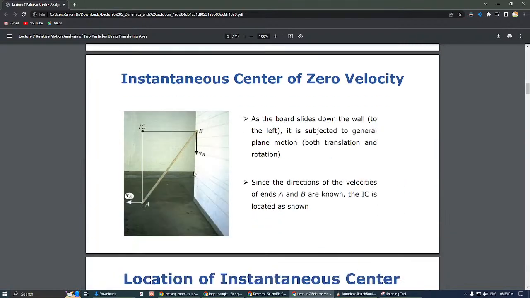Then if you have a ladder which is sliding on the wall and on the ground, for that instantaneous center, again we have to draw perpendiculars to both the velocities. VA is horizontal, so its perpendicular will be vertical. VB is vertical, so its perpendicular will be horizontal. The intersection of both will give us the instantaneous center.